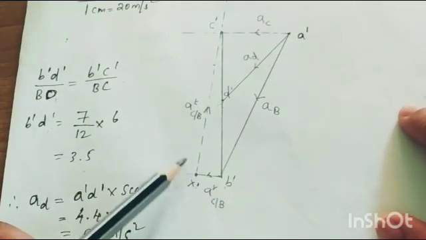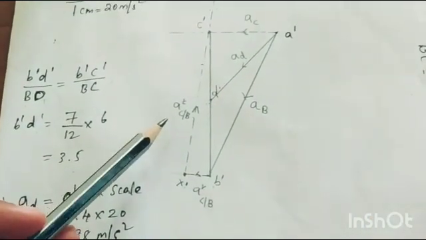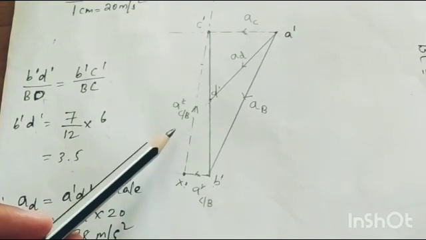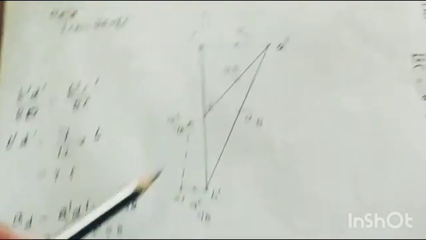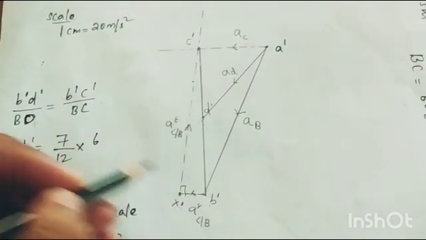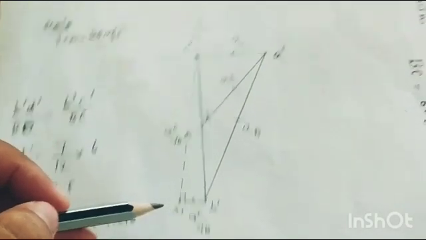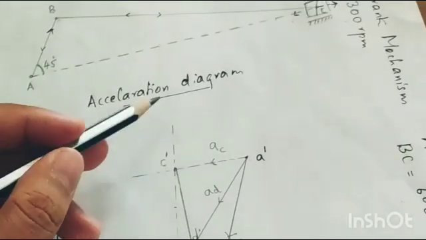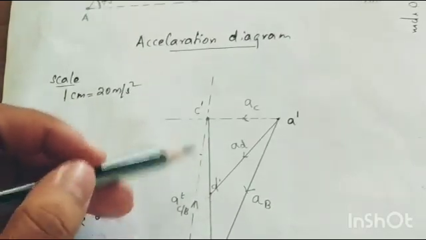And from here you have to draw the tangential component. The length you don't know, because we don't have the angular acceleration. So what we will do is, from here draw a line which is perpendicular, of unknown length. We don't know the length, so just keep on extending it.